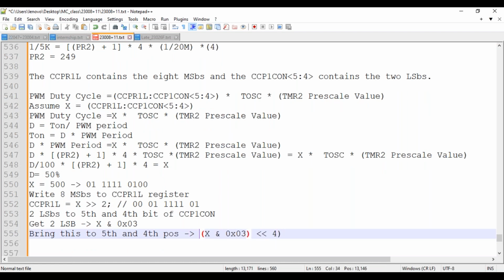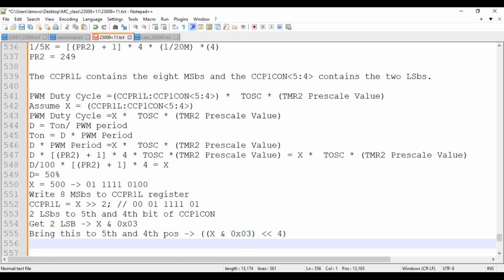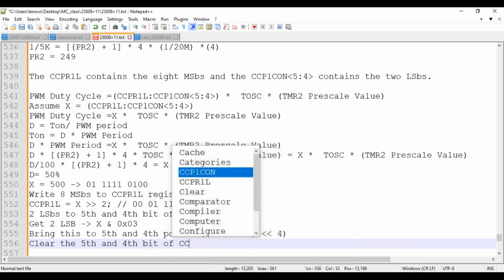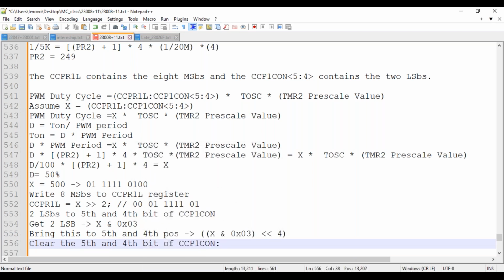Now, how to write it into the CCP1CON register? First of all, do I know what is written in the 5th and 4th position of the CCP1CON register? No, right? And always a good practice is, before you write into that particular bit, you have to clear the 5th and 4th bit. So I have to clear the 5th and 4th bit of the CCP1CON register. Now how to clear them?